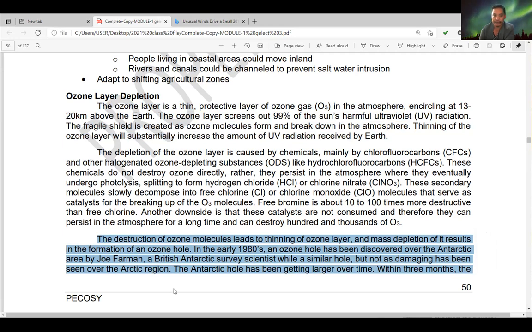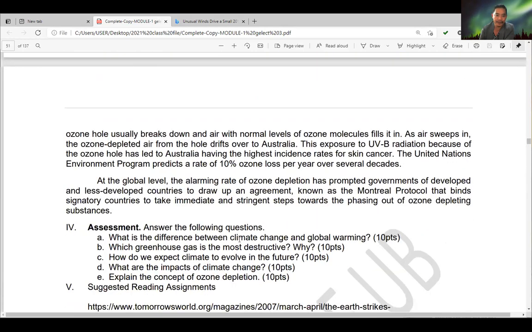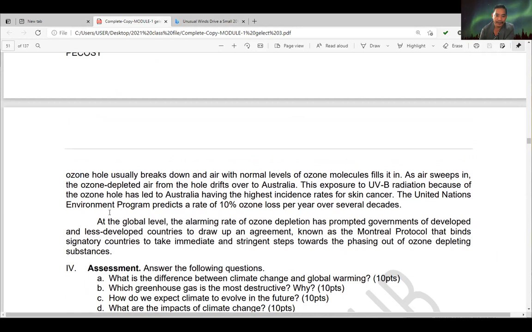We need to remind ourselves that we only have one ozone layer, and this is not renewable. The protection Earth gets from it is not something that we could renew. It has a timeline, so we really need to take good care of this ozone layer. At the global level, the alarming rate of ozone depletion has prompted governments to develop policies, and that is why until today it's still being pushed on a global political agenda.